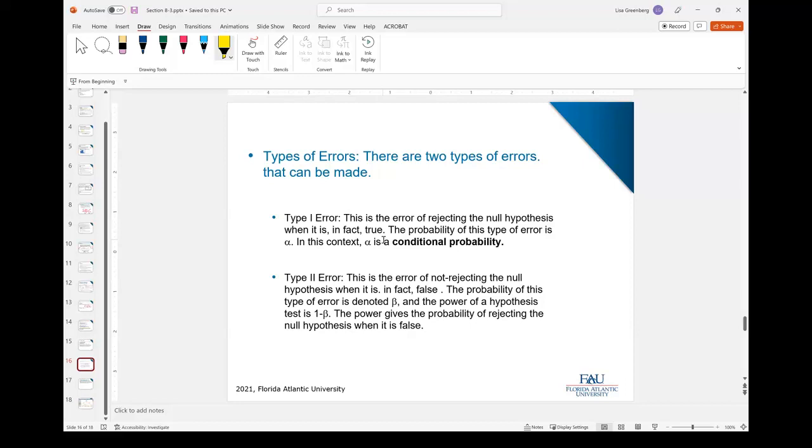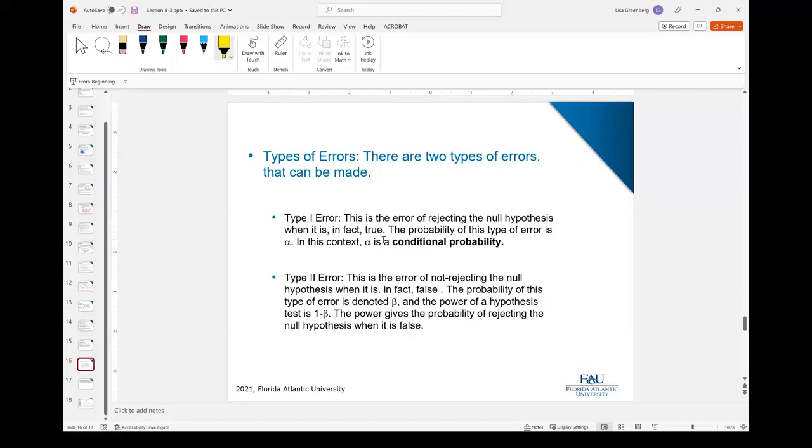Then we have a type 2 error. This is the error of not rejecting the null hypothesis when in fact it is false. So I should reject the null hypothesis and I should use the alternate hypothesis, but I don't. I say there's not enough evidence when there is. The probability of this type of error is denoted beta.